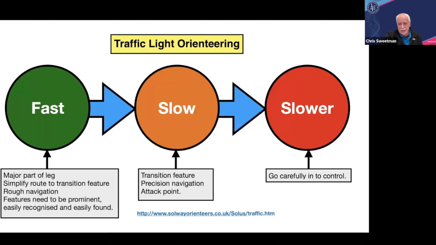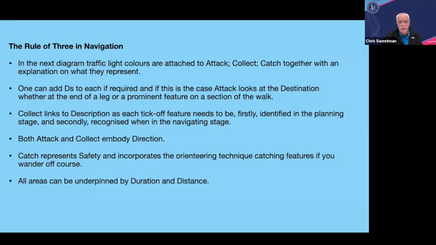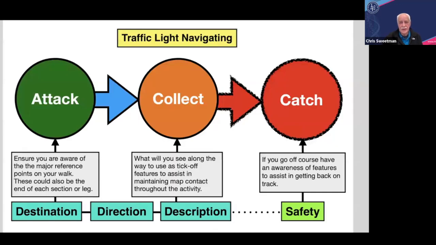And this has been around since the mid to late 1970s. But when British orienteering modernised, they got rid of a lot of black and white training manuals and then started utilising colour. Now, what we've got there is the rule of 3. So the rule of 3 in navigation: can we adopt the fast, slow, slower idea into general navigation? And the answer is yes, it's a possibility. So there we've got the text, which again could cause cognitive overload, and then we've got what traffic light navigating is.